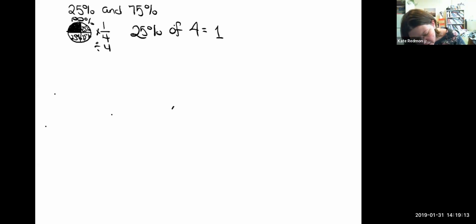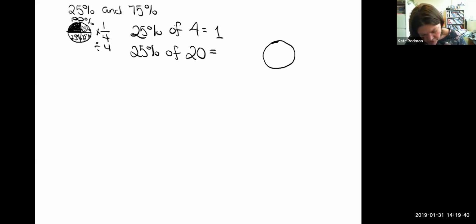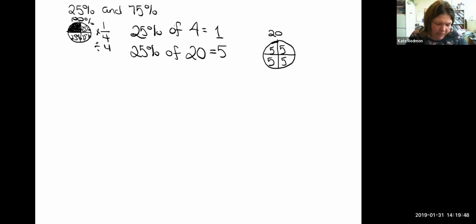Let's try it with a slightly bigger number. So if I wanted to take 25% of 20, again, I'm taking 20 and breaking it into 4 equal pieces. What would 25% of 20 be? 5. 5. Brilliant. Serenity, how'd you get that number? I just did 20 divided by 4. Exactly. 20 broken into 4 equal groups, or 20 divided by 4 is 5. Very nice. Okay, wonderful. So even if it got big and ugly, as long as it was 25%, you should be good to go.